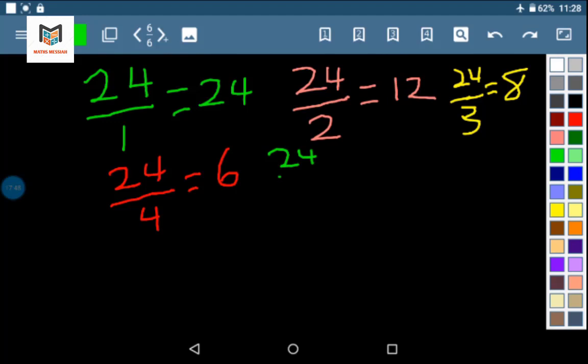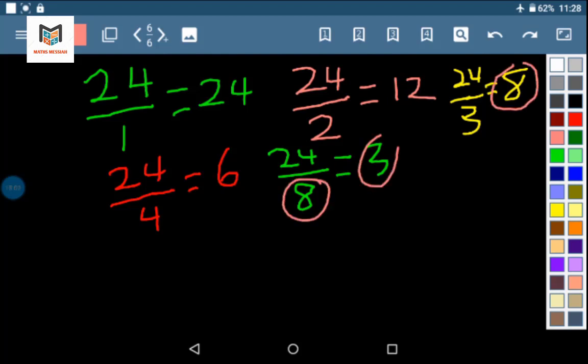24 divided by 8 will give 3. Can you see a repetition here? You see that we have 8 here, then we have 8 here. We have 3 here, and we have 3 here. So have you seen? This tells us that you can stop, because when you continue, you get repeated numbers.